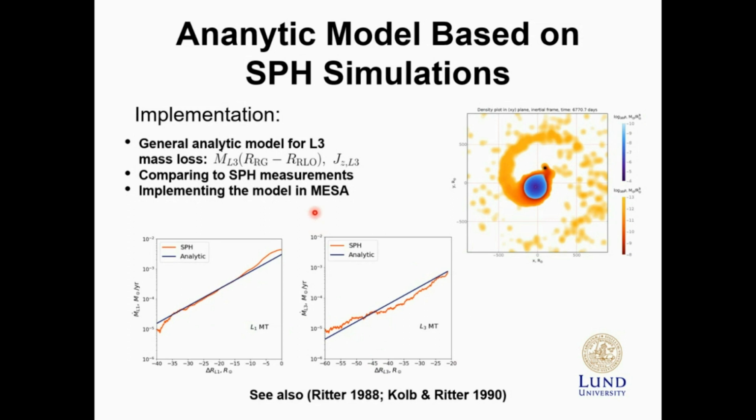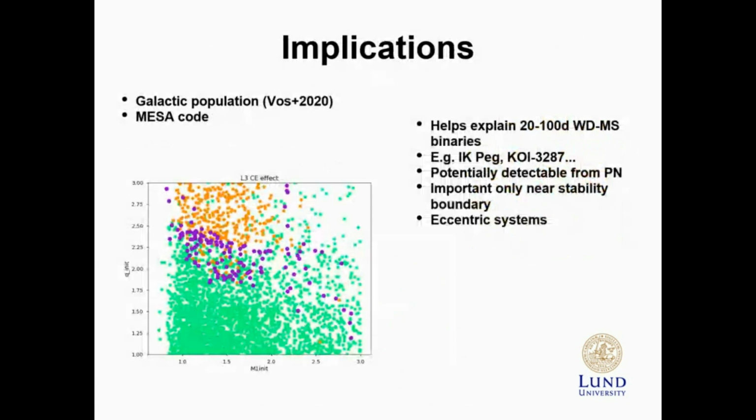And we have taken that analytic model and implemented it in the MESA code. MESA is the code I mentioned for modeling stellar structure in detail, and this way we have an idea of how that L3 mass loss manifests itself in more general astrophysical situations, like, for example, in populations.